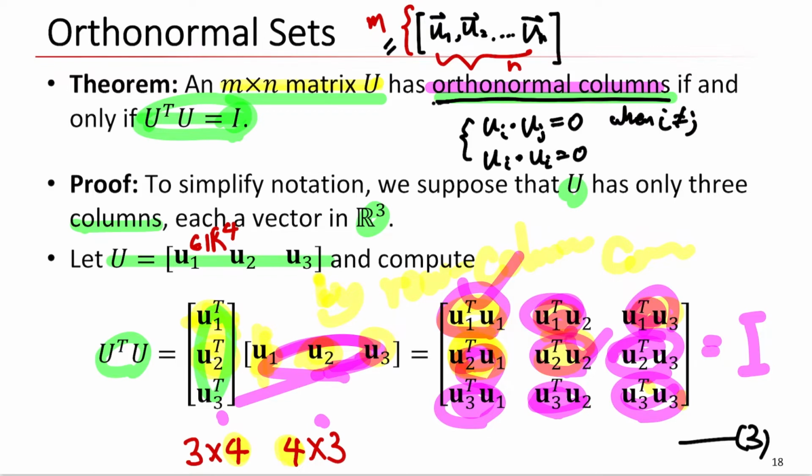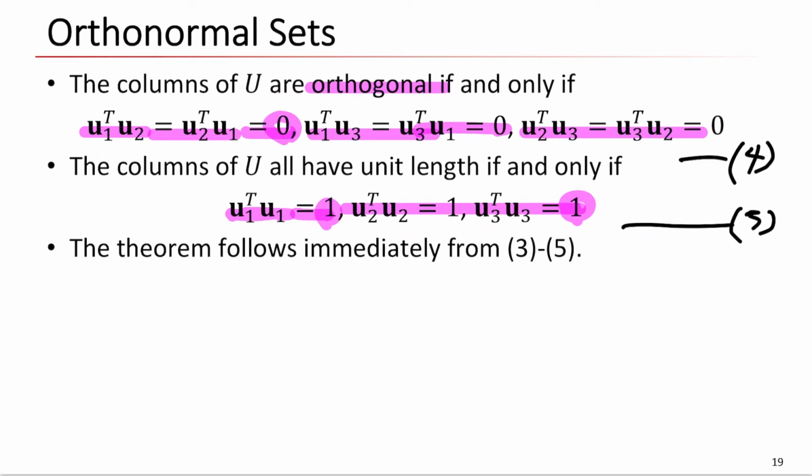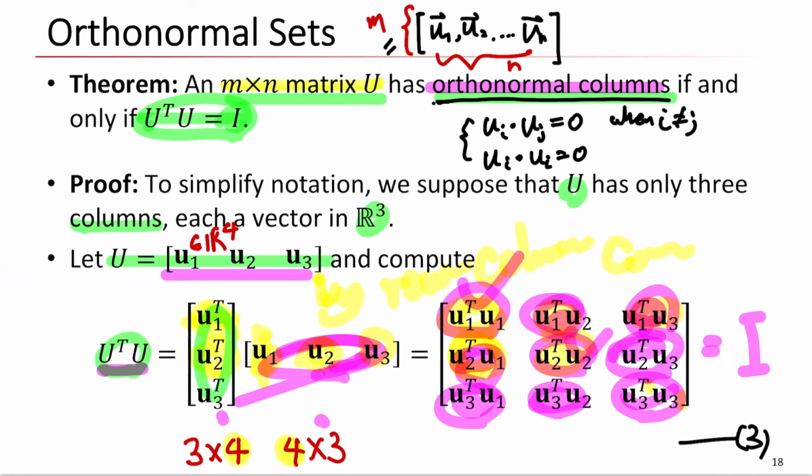Finally, an m by n matrix U has orthonormal columns if and only if U transpose U is equal to the identity matrix. So how can you prove this? If you derive U transpose U, something like this, then by definition the output is the identity matrix. So finally we found the theorem, something like this, which will be used in our following lectures.